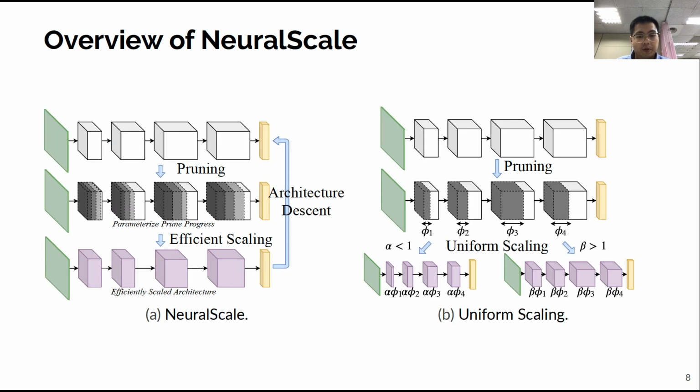Our approach, NeuralScale, is shown in the left figure. We first prune our network, followed by the parameterization of its progress, and finally, we can scale our network efficiently based on our parameterization. We then form a closed loop by repeating the entire process multiple iterations. We coin this method architecture descent. The right figure shows a trivial case, which is uniform scaling. Uniform scaling scales the neurons or filters of each layer using a fixed variable.